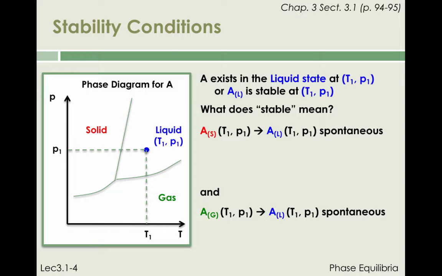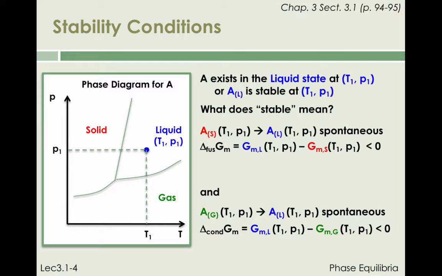Stating that the liquid state is stable at T1 and P1 is the same as saying that the transformation A solid at T1 and P1 to A liquid at T1 and P1, and A vapor at T1 and P1 to A liquid at T1 and P1 are spontaneous processes. It is also the same thing as stating that the change in the molar Gibbs energy for the fusion and the condensation processes are negative, that is, Δ_fus G_m less than 0 and Δ_cond G_m less than 0.